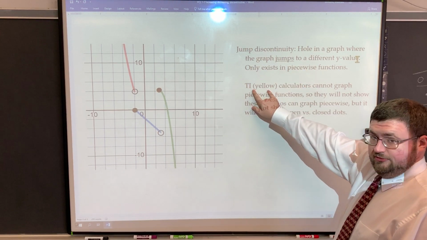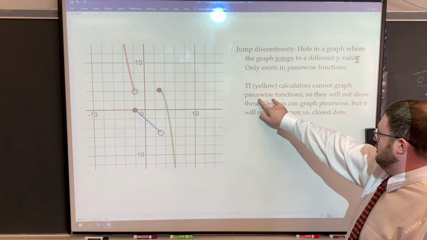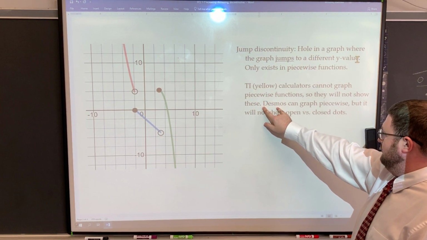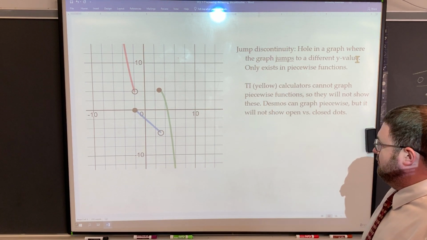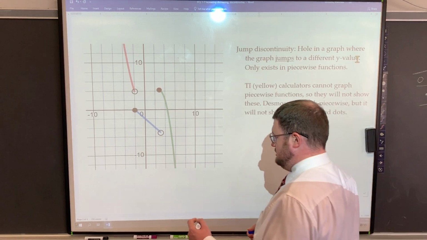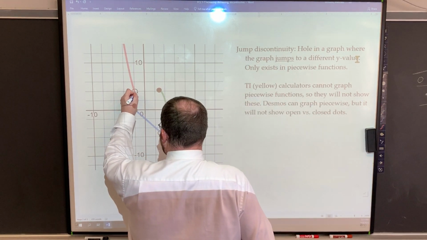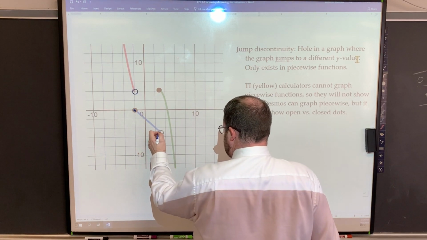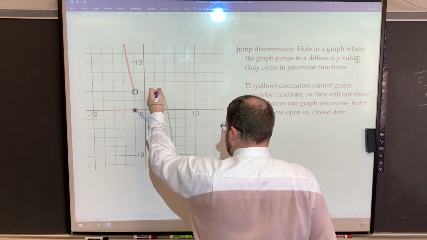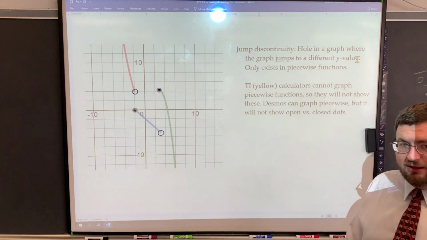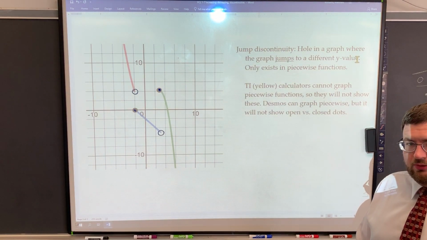The yellow calculators that you're used to, the TI ones, cannot graph piecewise functions, so it won't show them. Desmos can graph piecewise functions, but it won't show open dots versus closed dots unless you really know what you're doing really well. So this is a jump discontinuity. It jumps from this open circle to this closed circle. And this is a jump discontinuity. It jumps from this open circle to this closed circle. And we've seen some like that on graphing piecewise functions that we did recently.